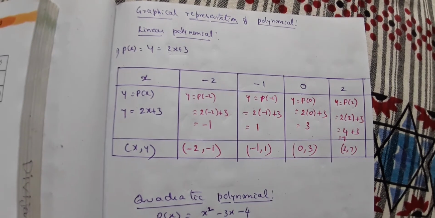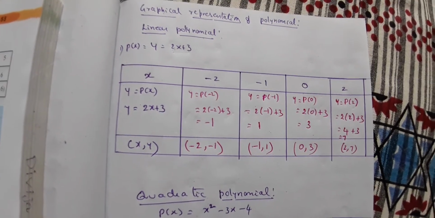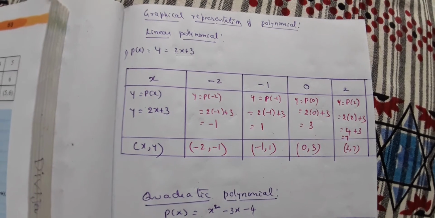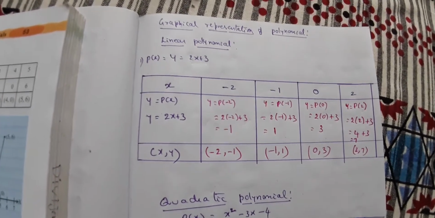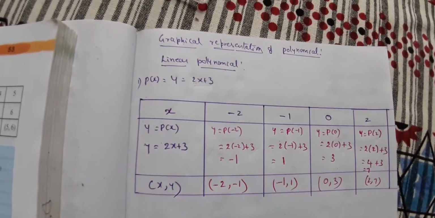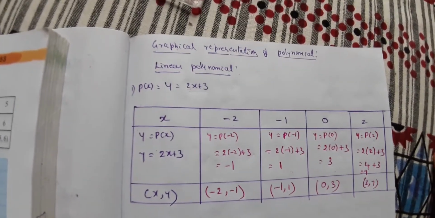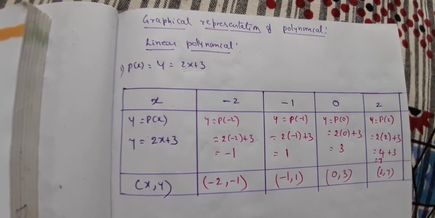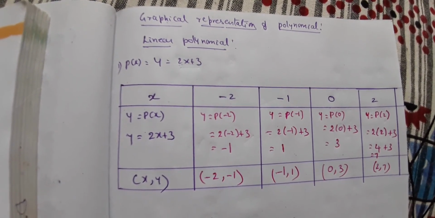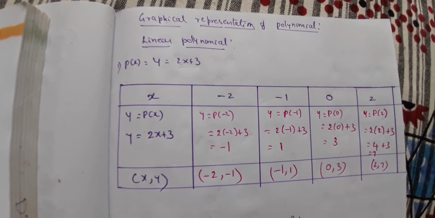So, good morning, children. Today we are going to see the graphical representation of polynomial. Let's take an example of linear polynomial. So, here p of x is taken as y. Here in this problem it is 2x plus 3. So, before we plot the graph, what should be done?